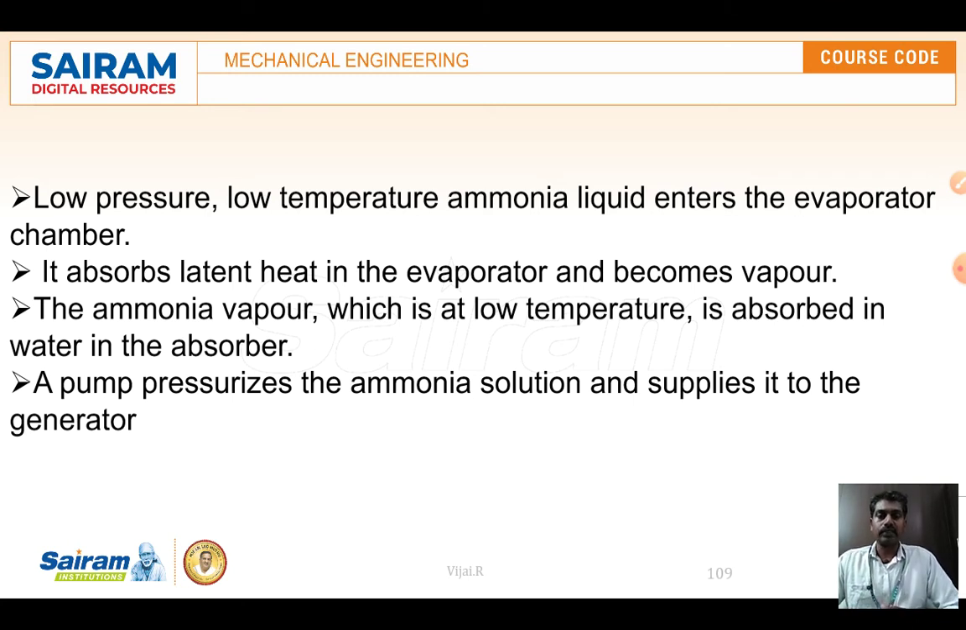But in this case of vapor absorption system, that compressor area is removed. So first of all, imagine that the liquid enters into the evaporator chamber. When the refrigerant enters into the evaporator chamber, it absorbs the heat from the area and then it becomes a vapor. So that is the ammonia vapor.